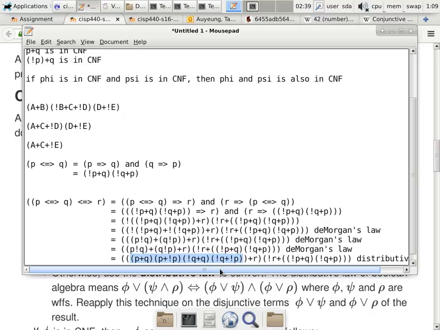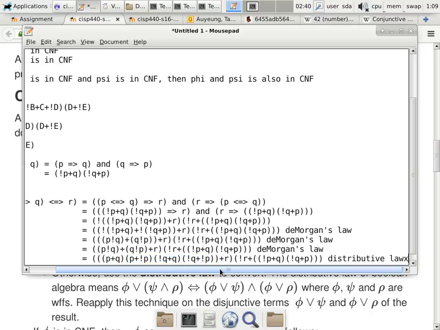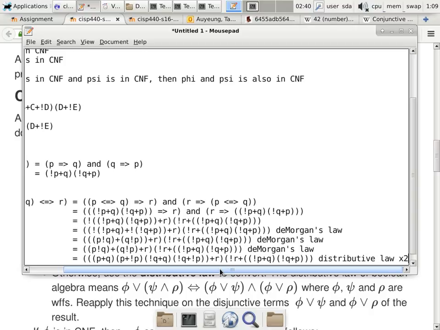In the homework, would you want us to do that in 2 steps since you did 2 distributive steps in one? For something like this, you can probably combine it into one single step, or you can say distributive law times 2, because I'm actually combining 2 steps into one. Okay, so you can say x2.